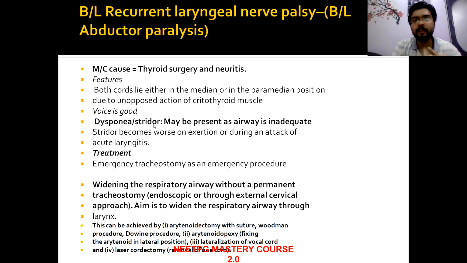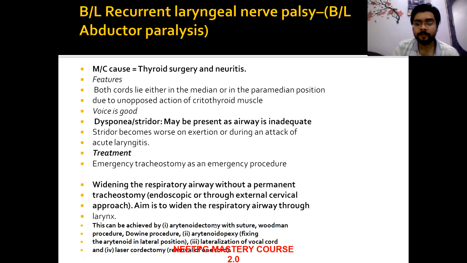Whatever air will come, it will vibrate the vocal cord, but it cannot open. So laryngeal inlet cannot open. Patient cannot breathe. Air cannot go inside because of closed vocal cords. So here we will do an emergency tracheostomy as an emergency procedure. Now there are some other procedures which preserve voice and save the patient, like we call it widening the respiratory airway without a permanent tracheostomy, and the aim is to preserve the voice.